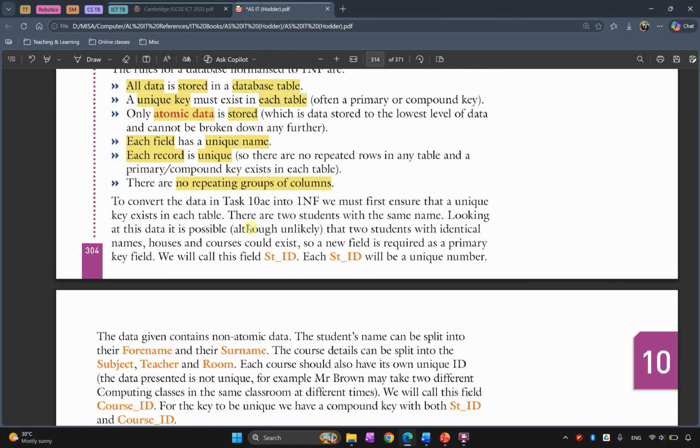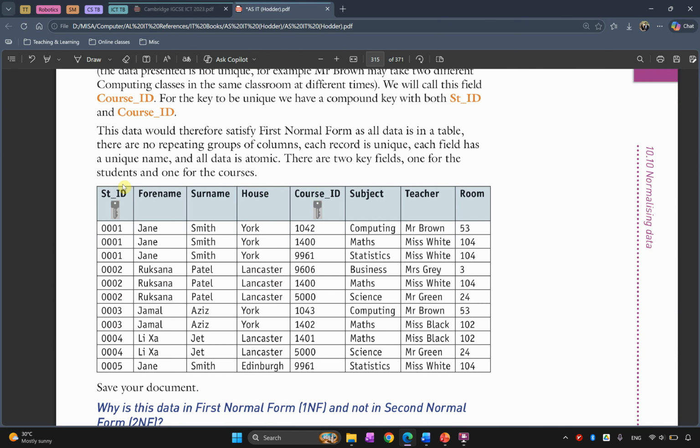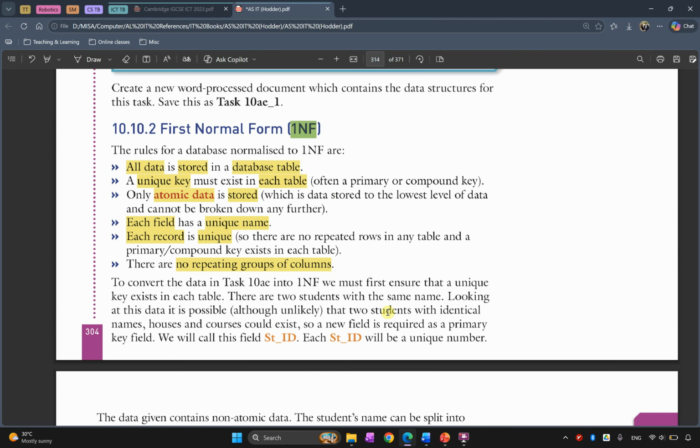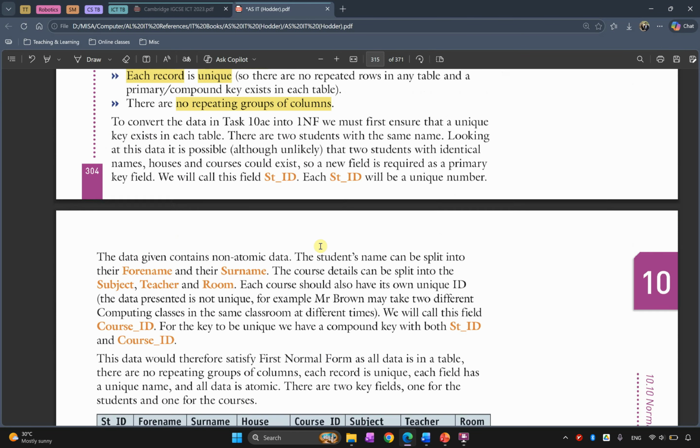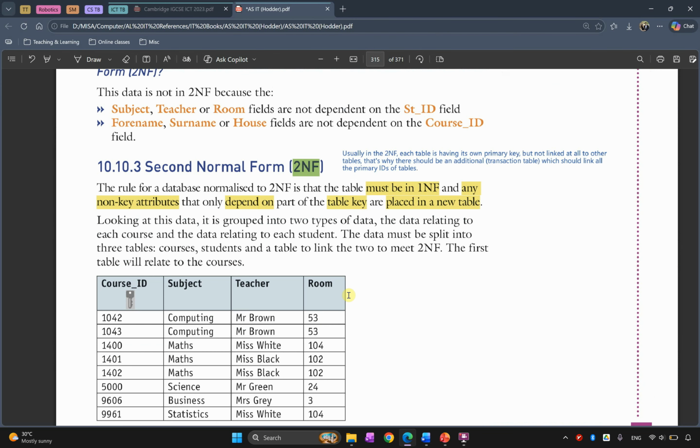So that's another indication for first normal form. And another thing, there are no repeating groups of columns. You can see each column is unique. Okay, so these were the points related to the first normal form. Now, from this table, we have to make it into second normal form. So let's check the second normal form.